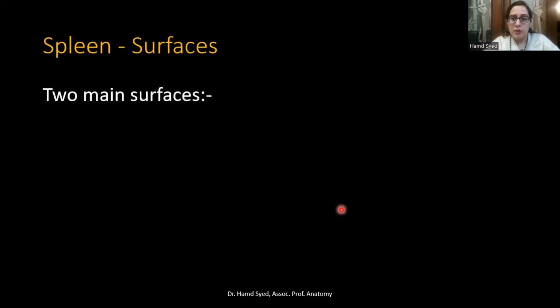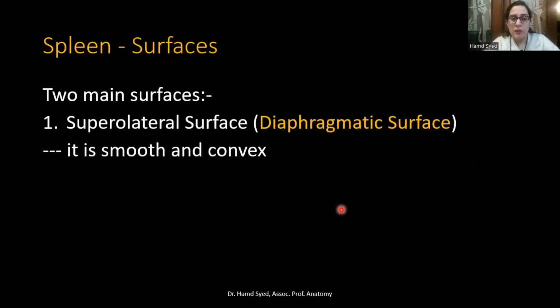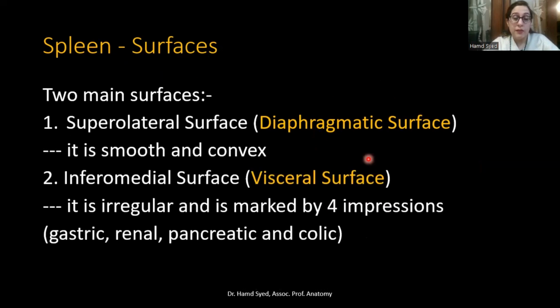First, we shall discuss the surfaces. I told you there are two main surfaces. The diaphragmatic surface, remember, is the supralateral surface, and this is the surface of the spleen which is smooth and convex. Whereas the visceral surface is the inferomedial surface. This is an irregular surface and it is marked by 4 impressions: the gastric, renal, pancreatic, and colic.